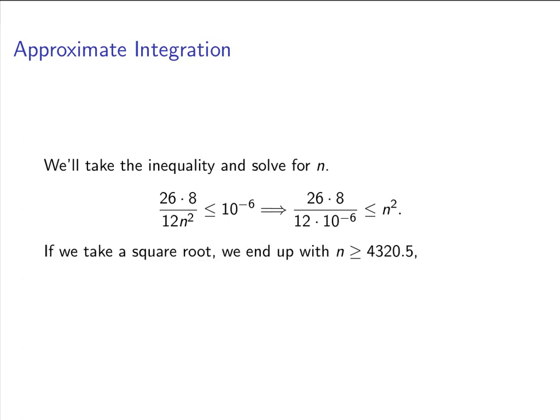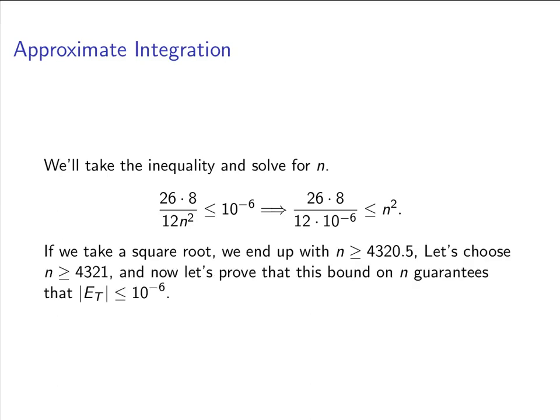If we take a square root, we'll get n is bigger than 4,320.5. And so all we have to do is choose any value of n which is bigger than 4,321. And what we'll want to do is prove that this bound on n guarantees that the absolute error in using the trapezoidal rule is smaller than 10 to the minus 6. Keep in mind that we found n. Now we have to prove that n is good.